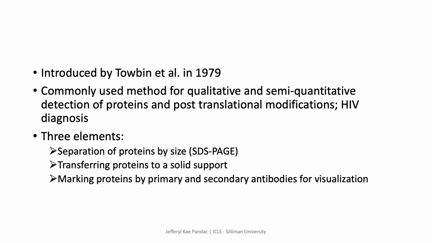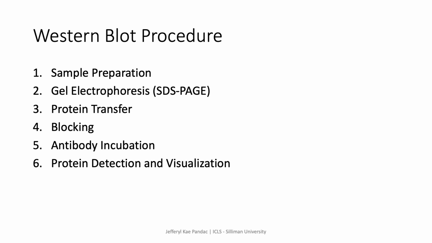For the accomplishment of the Western blot, there are 3 elements involved. First is the separation of proteins by size. Second is transferring the proteins to a solid support medium. And lastly, the marking of the proteins by primary and secondary antibodies for visualization. There are 6 steps involved in Western blot, including sample preparation, gel electrophoresis, protein transfer, blocking, antibody incubation, and protein detection and visualization. So let's go over the different steps one by one.